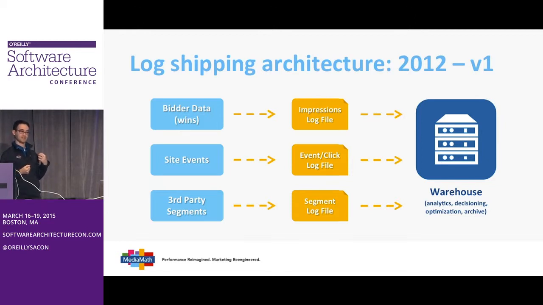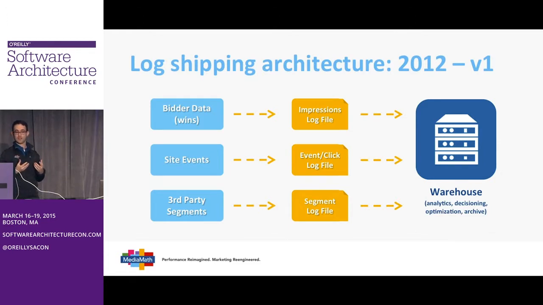The next data source is site events. These are things that our users are doing on our clients' sites. Things like saw a product page, or clicked on something, or put something in their cart, or bought something. These are also critical transactional data points.